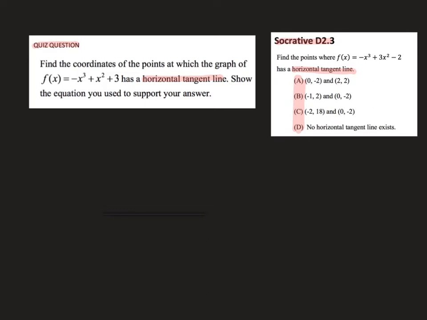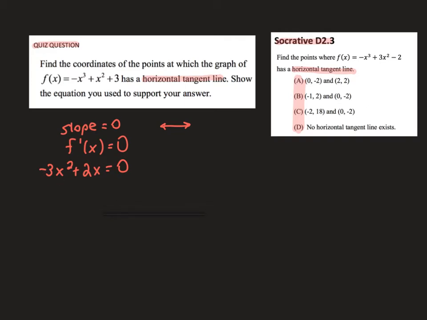So first, a horizontal tangent line. That means the slope has to equal 0, because if you have a horizontal line going like this, it's going to have a slope of 0. And whenever you see this word slope, your mind should think that is just the derivative. So I need to take the derivative of my function using a power rule and set that equation equal to 0. And so I'm solving this equation here.